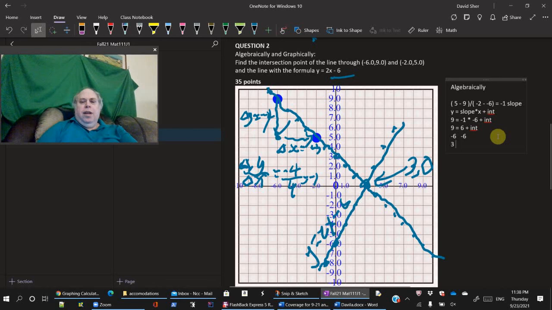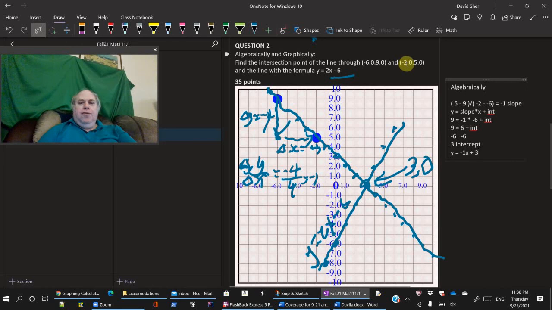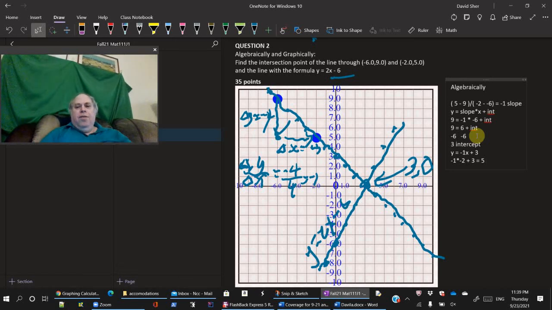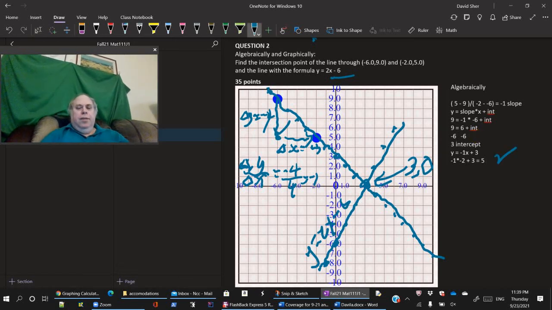And that will give us 3 as the intercept. So our formula will be y equals minus 1x plus 3. Since we're doing this math, if we made a mistake with this line, our answer is not going to be right. I'm going to check my work by plugging in -2 and seeing if I get 5. So I'm going to use the other point. We get -1 times -2 plus 3, and that does equal 5. So the whole thing checks.